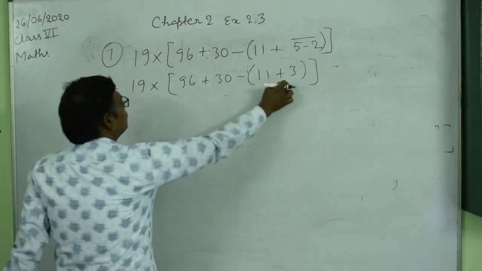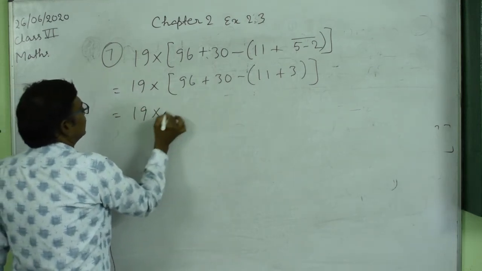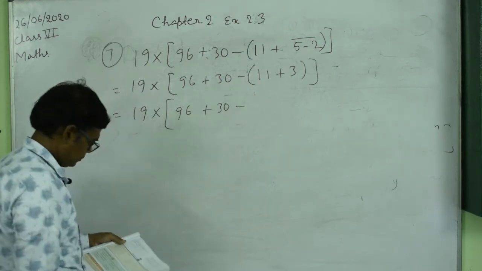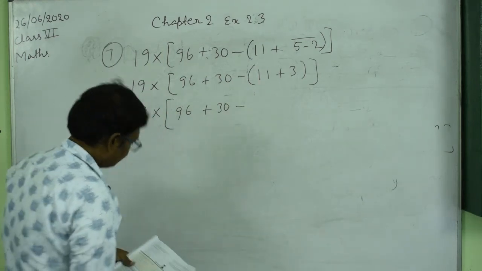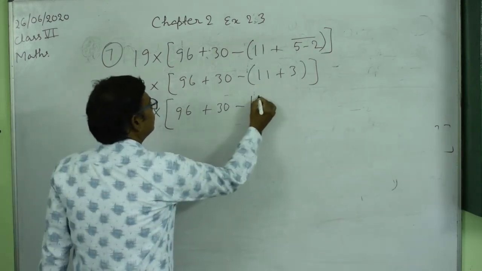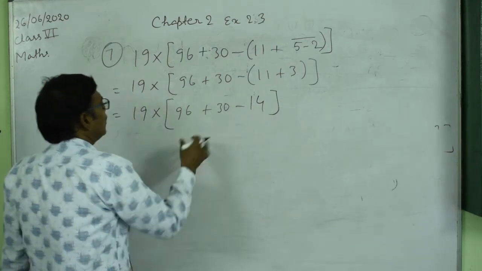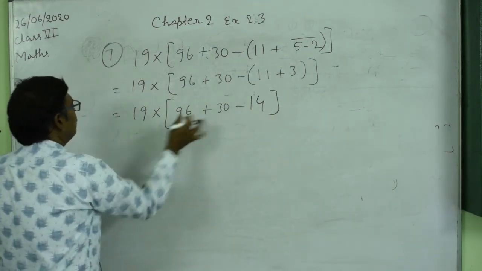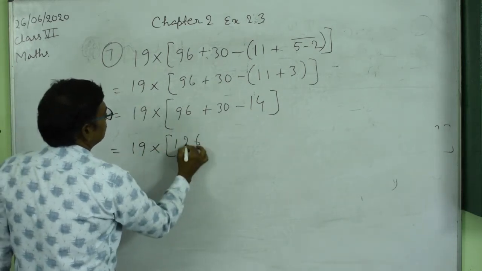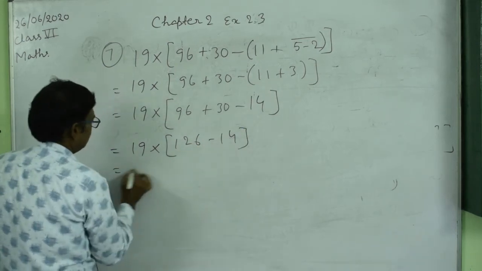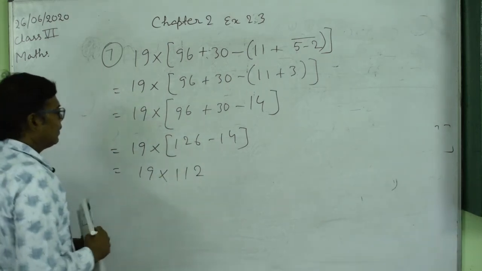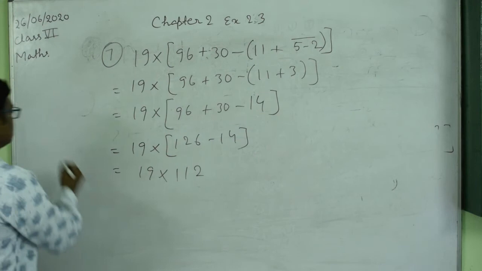Now add 11 and 3, because of the operation of the bracket, 96 plus 30. Then 11 plus 3 will be 14, and then this. Now within this bracket here we will first add. So 19 into this, and this 6, so this here. Now multiply these two numbers. What is the answer of these two when you multiply?